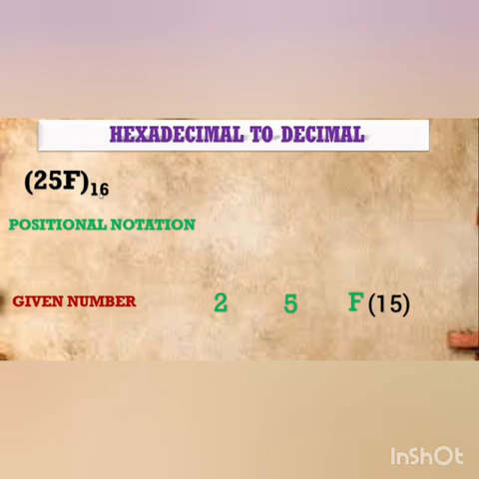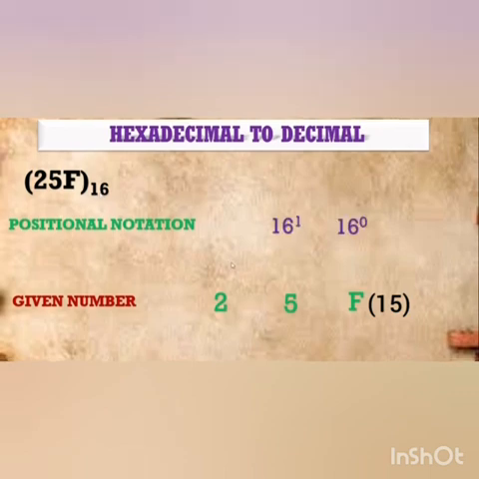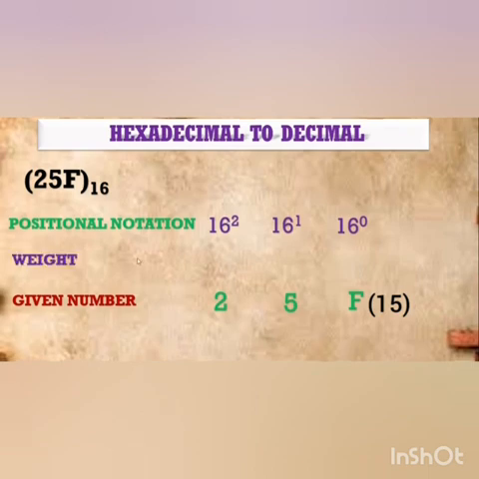Now we are going to write the equivalent positional notation. What is the positional notation of the first digit, that is F? Right, that is 16 power 0. Next digit, 16 power 1. Next one is 16 power 2. So the first value is 16 power 0, the next value is 16 power 1, and the next one is 16 power 2.